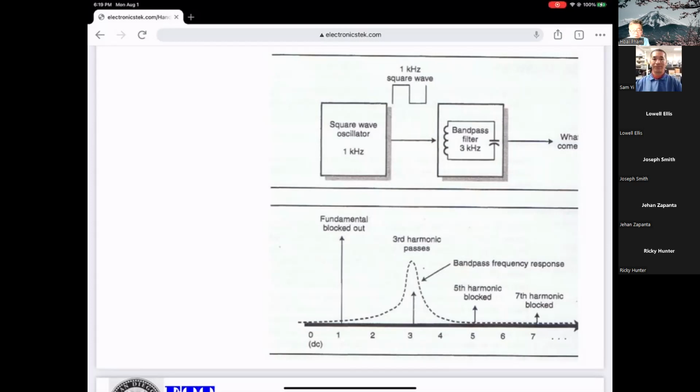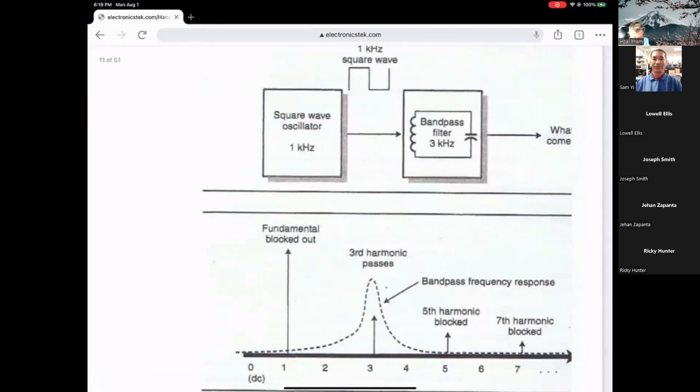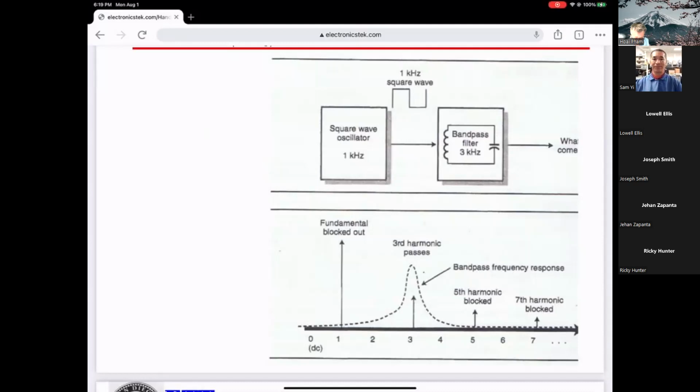So when they go to the band pass filter, 3 kHz, that means any signal near 3 kHz they allow to pass, and the others will be blocked. So that's why you can say only the third harmonic passes, okay. Anything lower or higher than the third harmonic will be blocked. That is the job of the band pass filter.